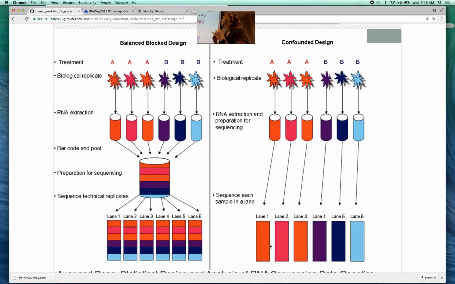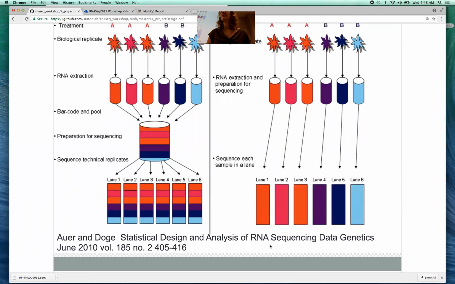So if you're talking to a sequencing facility, try to tell them, don't put all my control in one lane and all my experimental on the other, because that'll have confounding results.